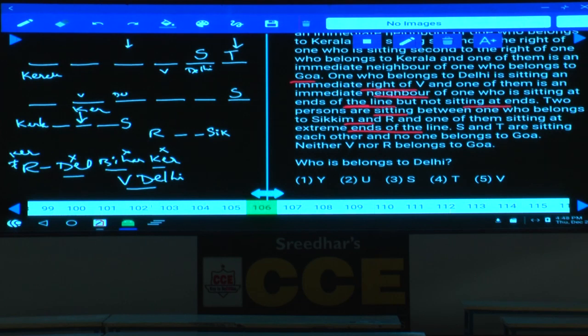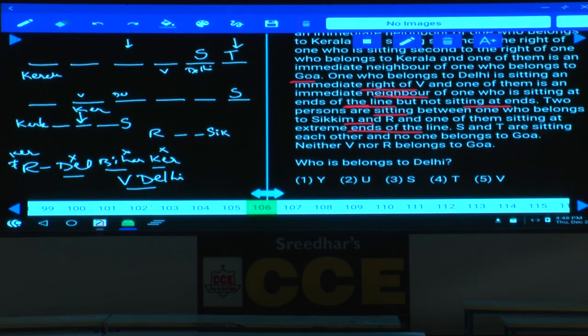S and T are adjacent, and neither belongs to Goa. S and T do not belong to Goa, isn't it? But the person who belongs to Goa must be adjacent to one of the ends, isn't it? This person at the end means either the person belongs to Kerala or S is adjacent to the person from Goa. Hence, what is the possibility here?